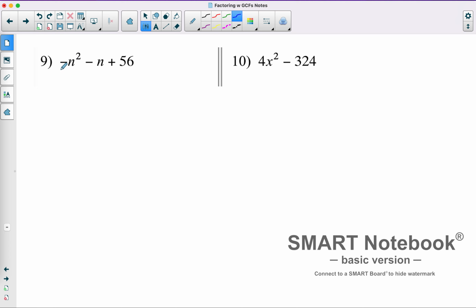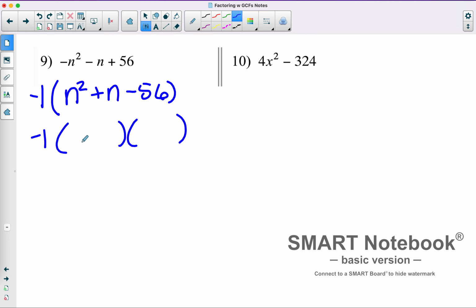Again with number 9, when I look at this, there doesn't seem to be a GCF. There's not an n in common with all of them, and there's no number that divides evenly into all, but there's that negative in front. So actually I want to pull out a -1 and make that n squared plus n minus 56. And now that's going to be easier to factor. So that could be n plus 8, n minus 7.